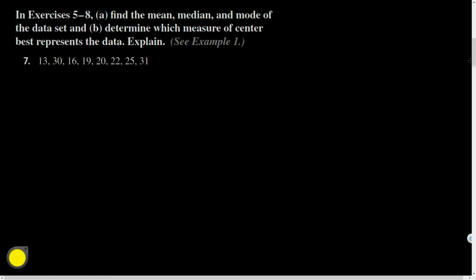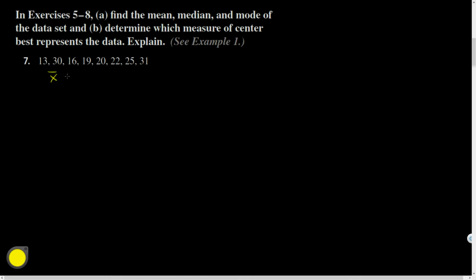All right, here we go. Question 7. So flip ahead to that if you want. It says, find the mean, median, and mode of the data set, and then determine which measure of center best represents it. So I did skip ahead a little bit. I'm not going to do every problem, but that's how we do.